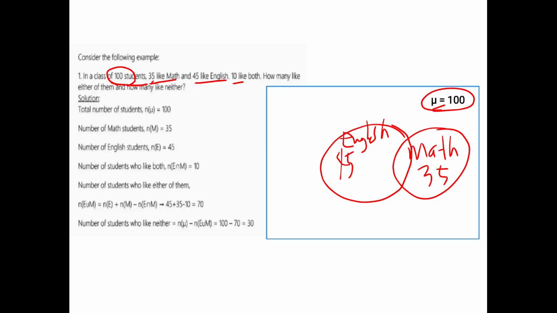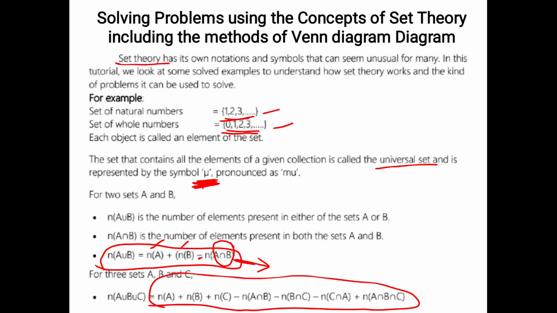Then, the number who like both is 10. So, we are able to identify the number of math students represented by NM is 35 and NA is 45. The number of students who like both is 10. Remember the equation given if there are only two sets? This is the formula we will use.